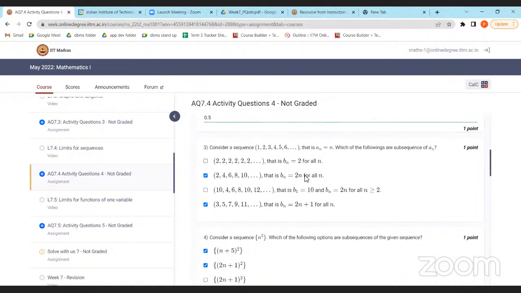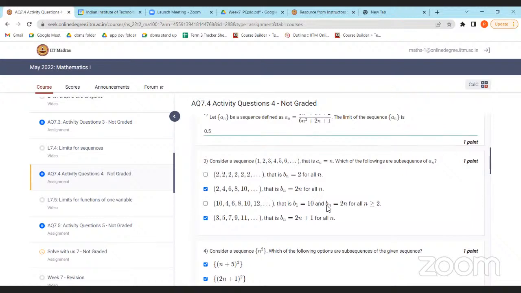I'm just confused about the second part. Why is it mentioned in the options and we are not even checking those things? Okay, so are we talking about this part? Yeah, this part. So bn equals 2n means for all the values of n, it will be the same sequence. It will generate, right? So if I take this function an equals n, if I multiply it by any constant, I will get the particular subsequence, right?